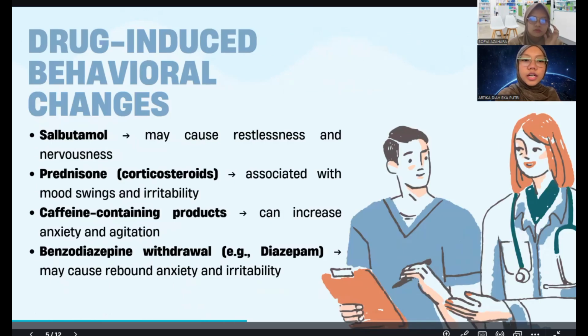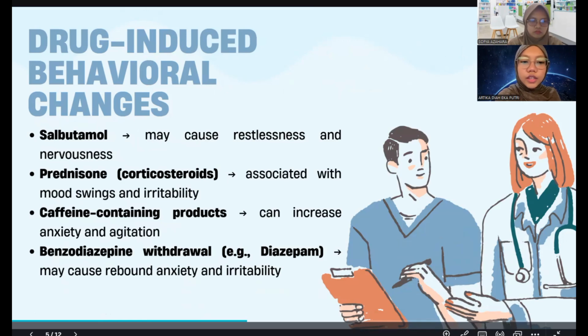Next, the drug-induced behavior changes. An example of a drug that induces behavior changes is salbutamol. Salbutamol may cause restlessness and nervousness. The next one is prednisone, of the corticosteroid group. It is associated with mood swings and irritability.